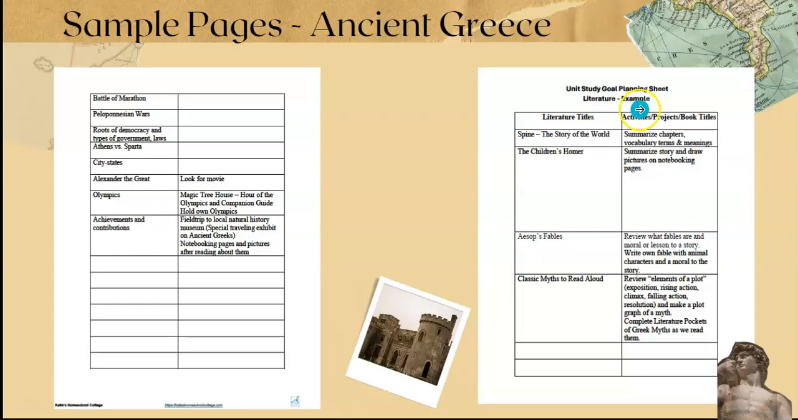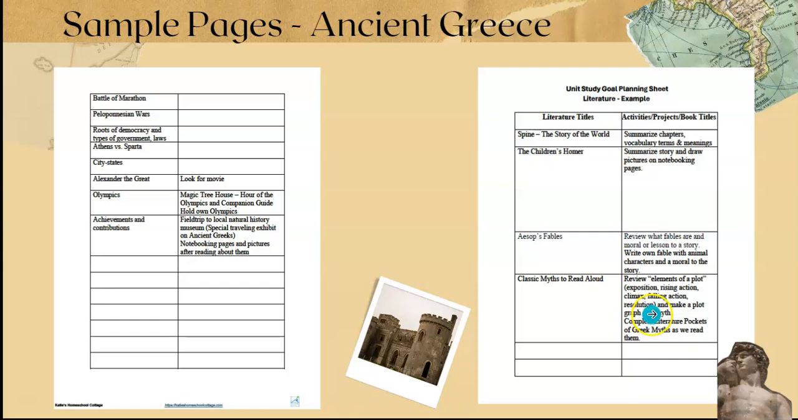So then we move on to literature, and as I said, there are different books that I want to make sure to include, including Aesop's Fables, and then the myths, as well as Homer. And then I wrote down what we want to do with those pieces of literature, not just read them, but there were some activities that we did that included concepts such as elements of a plot, where we talked about the exposition, the rising action, climax, falling action, the resolution. We made a plot graph. So there were different things that we did along with the literature.